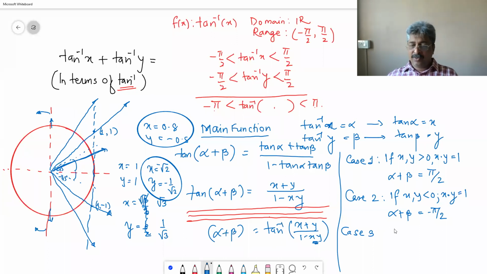You can directly take inverse, and therefore we can conclude that if x into y is less than 1, that is the safe case. The answer will be alpha plus beta is equal to tan inverse of x plus y upon 1 minus xy.